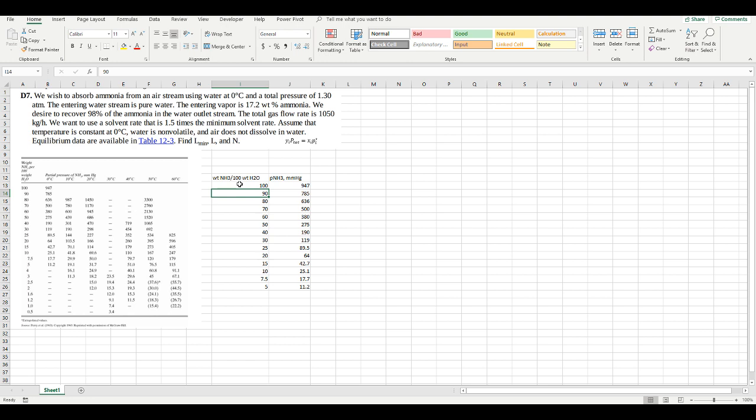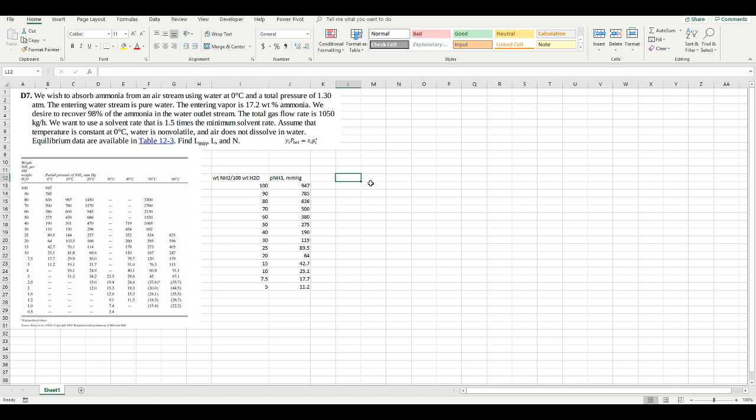Now, first of all, since this is an absorption or stripping problem, and the entering vapor is 17.2 weight percent ammonia, we know that we're going to have to use weight ratios instead of weight fractions. So the first thing to do is to calculate the flow rates, but in terms of the inert substance in the flow rate. So that means everything that's not NH3.